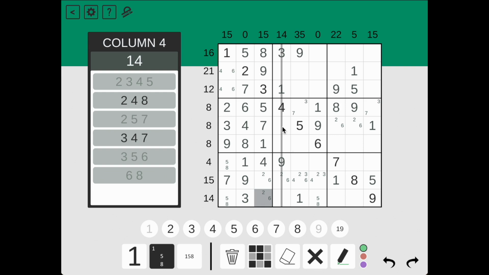Okay, this column. 3 digits make 14. There's a 4 included. Okay, since this is either a 3 or a 7, those are both in this, so it can't be that. So this would be 2, 4, 8. So 2 and 8. There's an 8 in this row, so this is a 2.